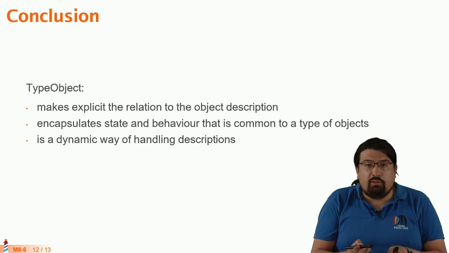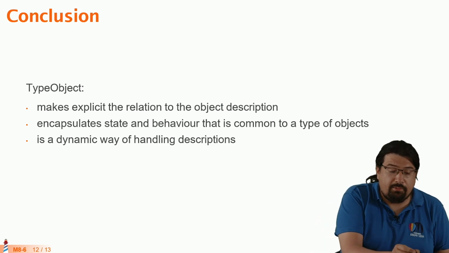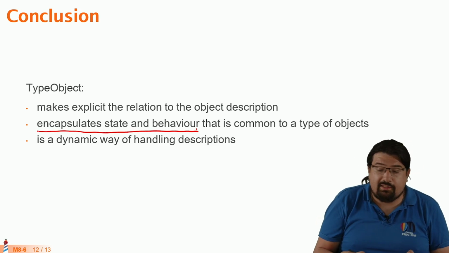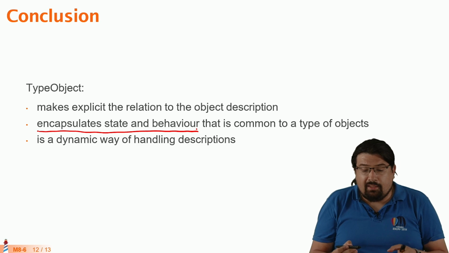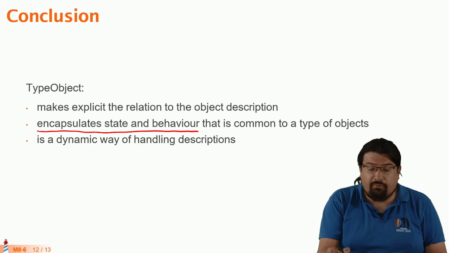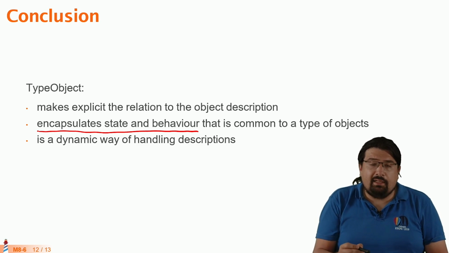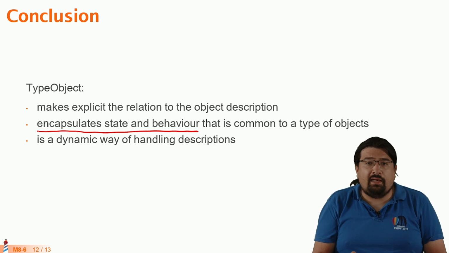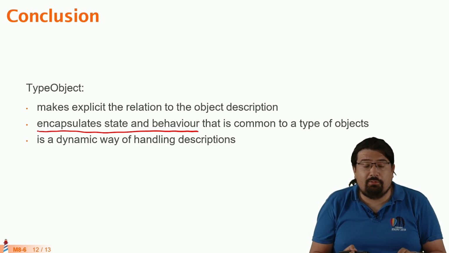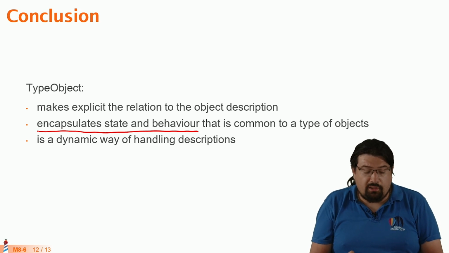As we do always when we create objects, we are going to encapsulate the state and the behavior. In this case, we are going to extract the behavior that is common to a set of objects. And doing that, we can now have a dynamic way of changing this description and a more flexible way to handle all these descriptions in a single point.